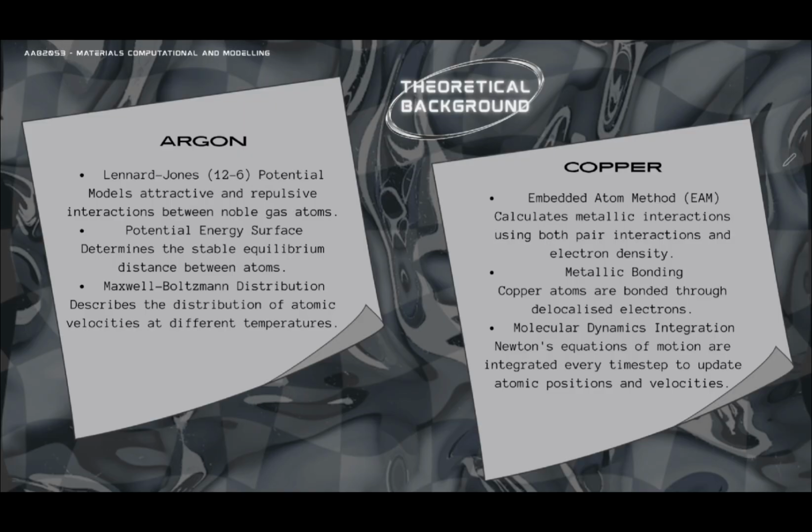For copper, the EAM potential is more suitable because copper is a metallic material. It considers both pair interactions and the surrounding electron density. During the simulation, Newton's equations of motion are solved at every time step to update the atomic positions and velocities.